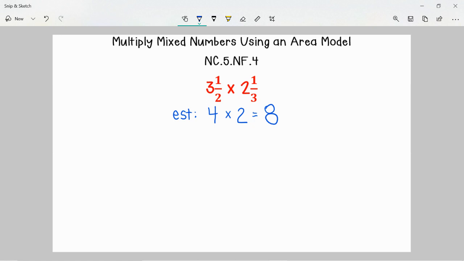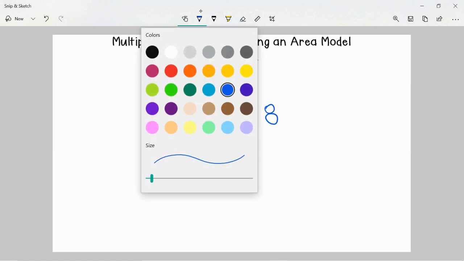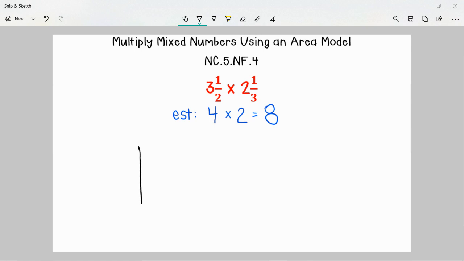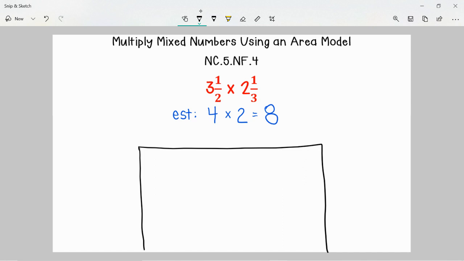Now, to solve this using an area model, the first thing that I'll want to do is draw a rectangle for our area model. And then I want to think about how to split this up so that I can show 3 and 1/2 and 2 and 1/3. I'm just going to decompose both of these factors. So let me work with the 3 and 1/2 first. First thing I'm going to do is vertically split this into 4 sections.